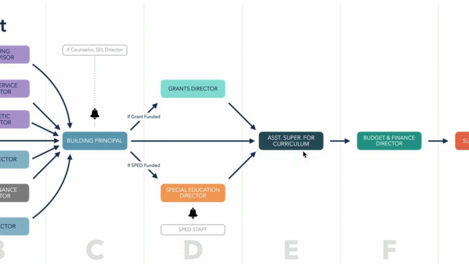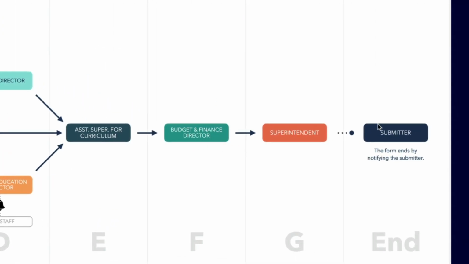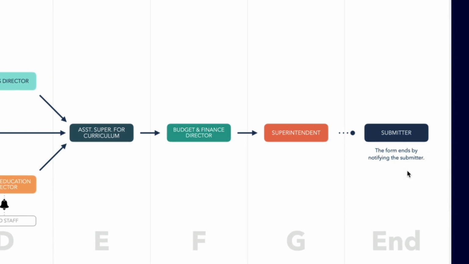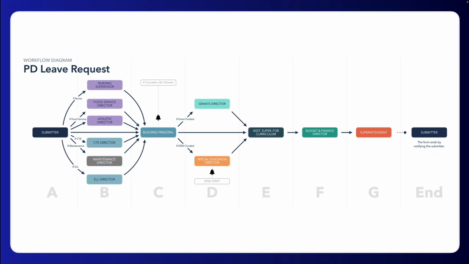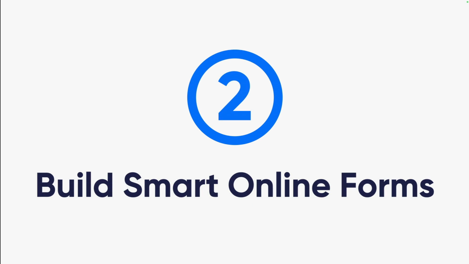The assistant superintendent for curriculum would sign off on the content of the conference before going to the budget director, before going to the superintendent, and then finally the submitter we wanted to be notified at the end when everything was entirely approved. And so this leads me to my second recommendation, which is start putting your drawing into action.